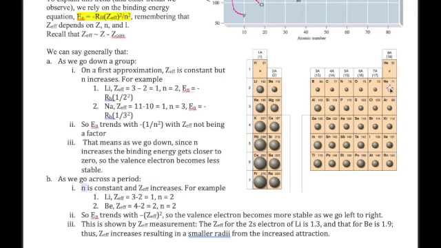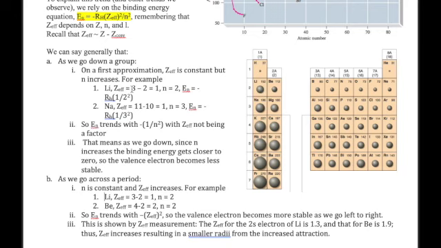Now, what doesn't change when you go from left to right? The n in this case doesn't change because you're in the same period. All the valence electrons are located in the same shell. So the n is constant. The Z effective, on the other hand, increases because the Z itself increases. The actual number of protons increases.